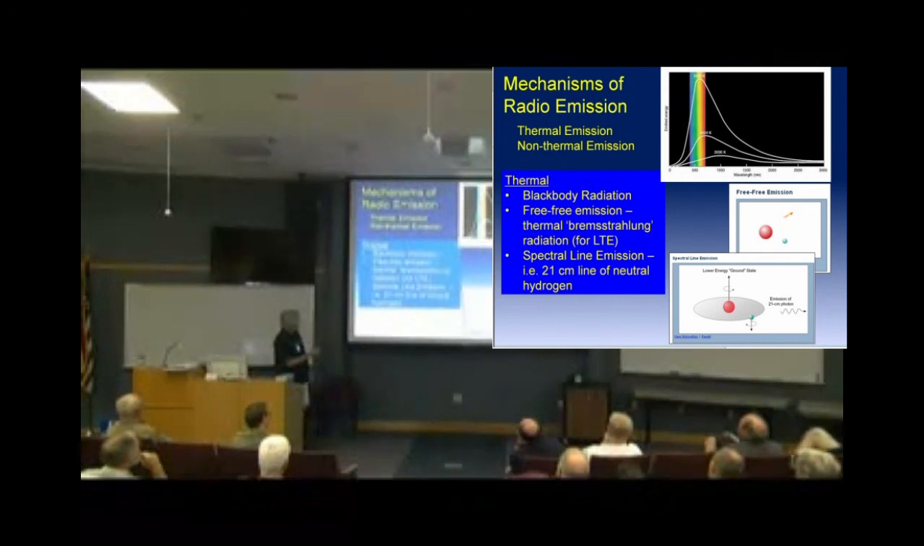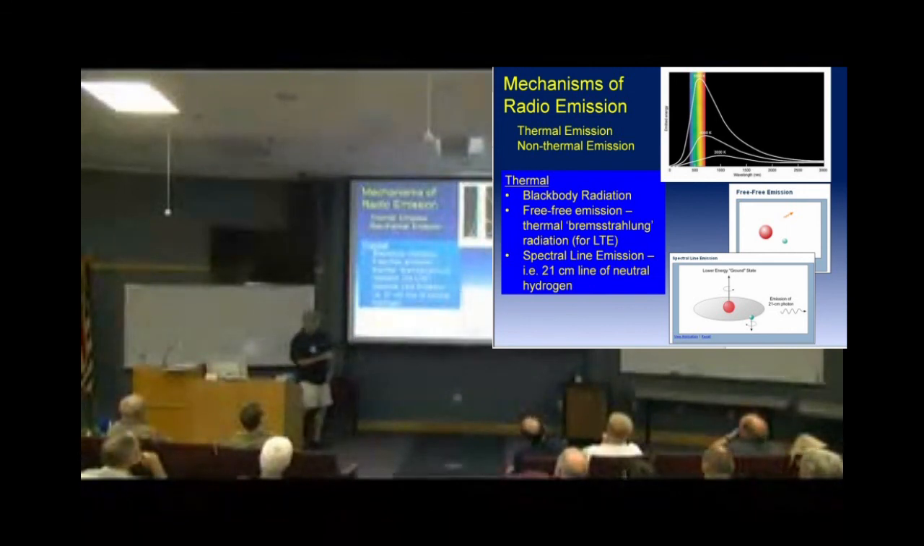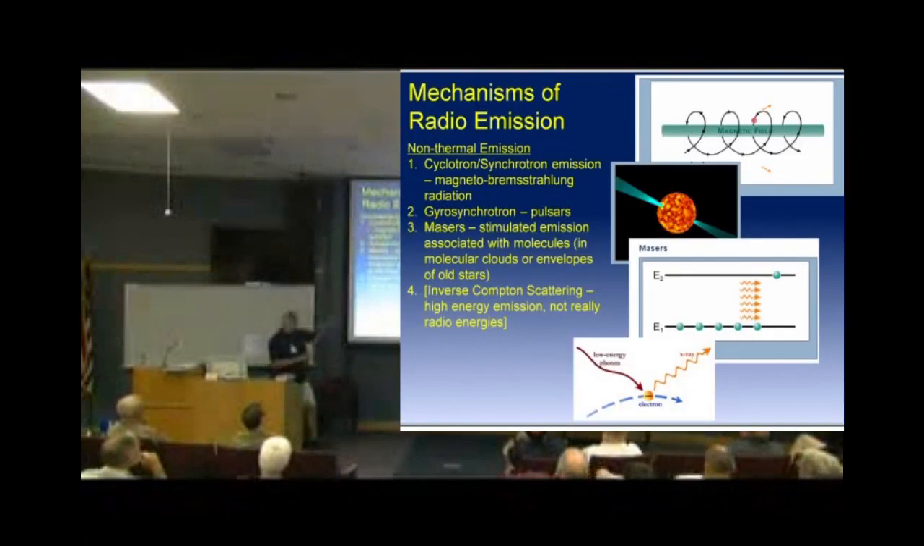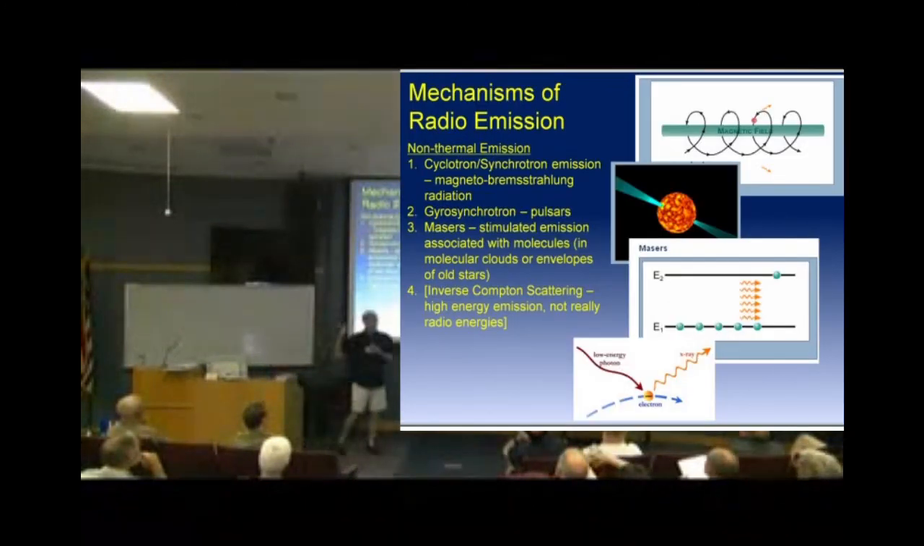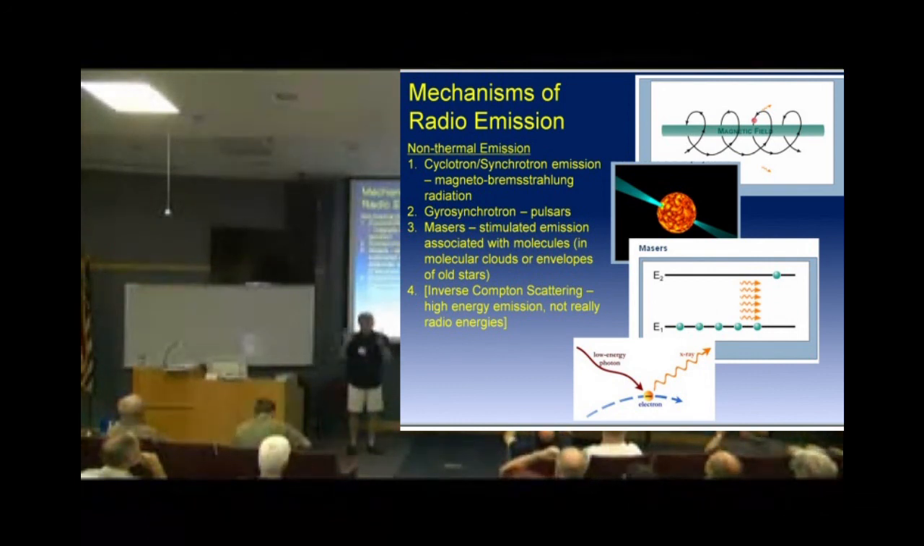So you can do it as black body, you can do it where ions and electrons interact with each other, and we have Bremsstrahlung radiation, or you can do it spectrally. That's all sort of thermal mechanisms. Or you can do it non-thermally. So that's the charged particle motions in magnetic fields then emit energy, as I said, in a conical pattern, and it's amplified in this way.